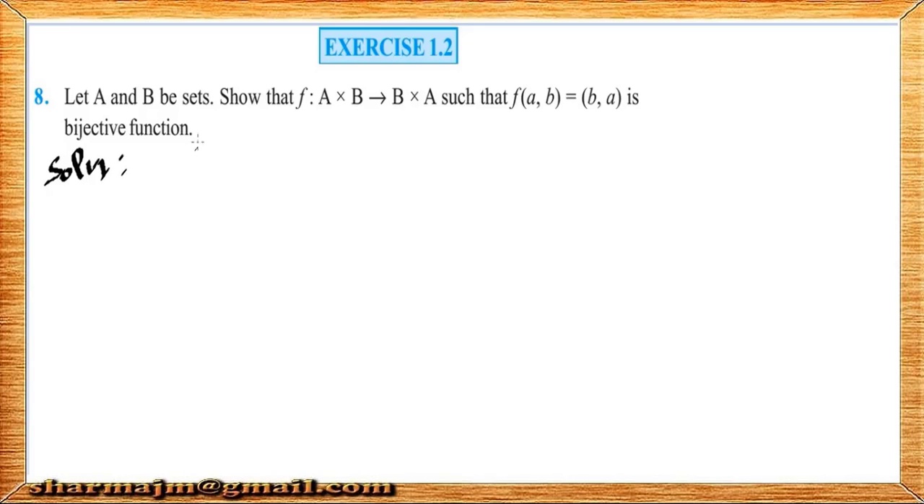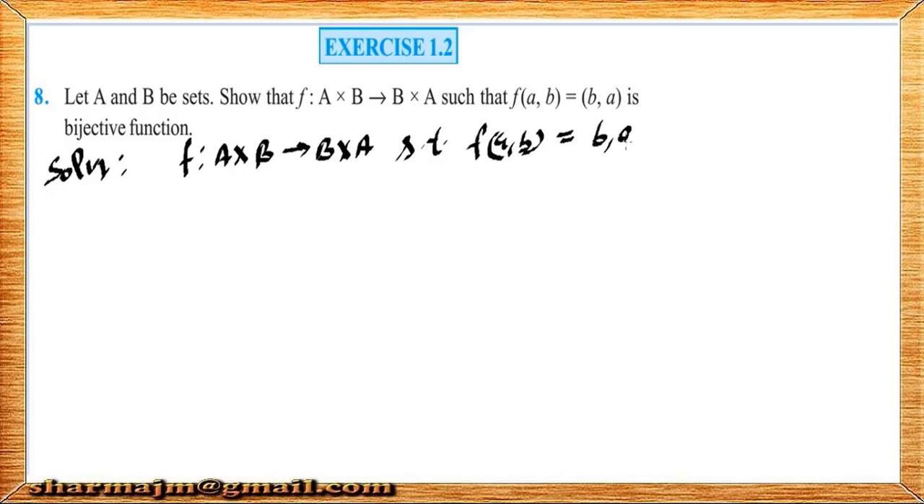Solution. f is a function from A cross B to B cross A. A cross B is the Cartesian product, and this is defined as f of ordered pair (a, b) is ordered pair (b, a). तो आपने देखा कि ordered pair यहाँ पर रिवर्स हो रहा है, x की जगह y आ रहा है, y की जगह x आ रहा है. तो हम चेक करेंगे इस फंक्शन को बाइजेक्टिव फंक्शन के लिए.